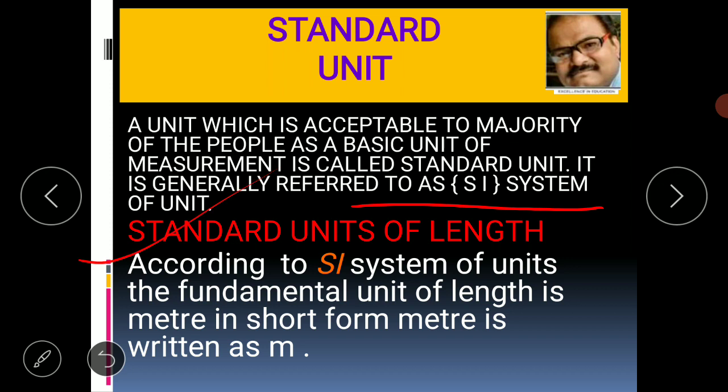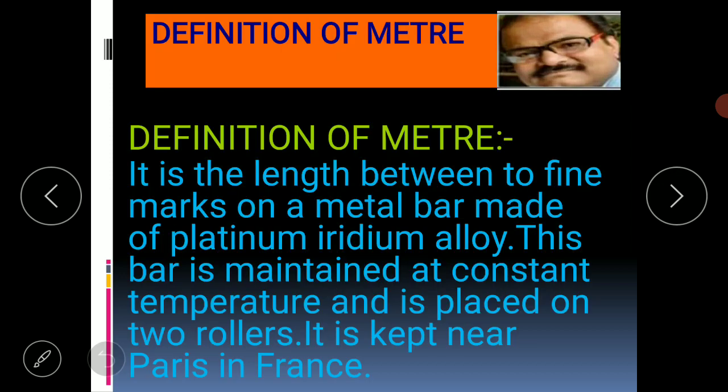Now, standard units of length. According to the SI system of units, the fundamental unit of length is meter, METRE. In short form, meter is written as small m. As you see on the screen, definition of meter: it is the length between two fine marks on a metal bar made of platinum iridium alloy.